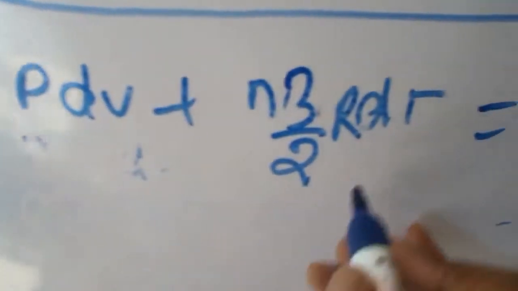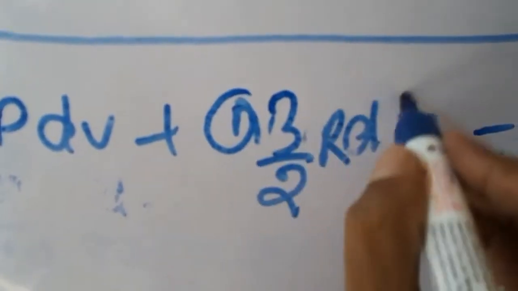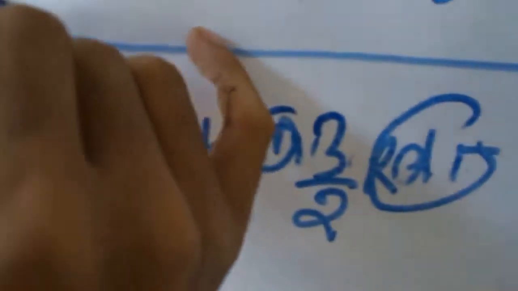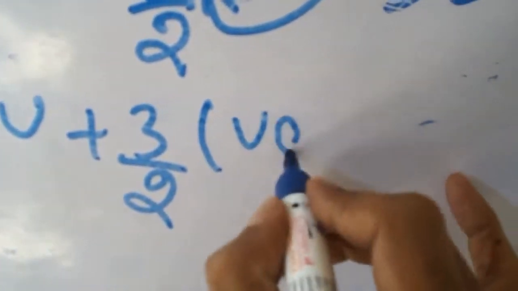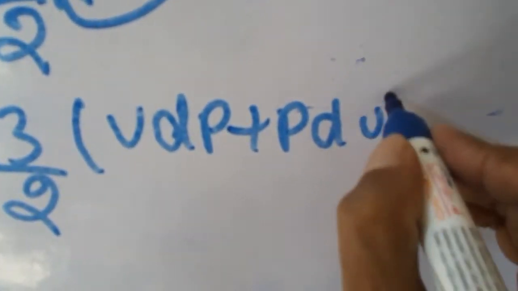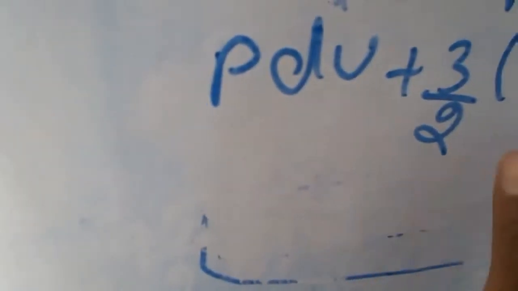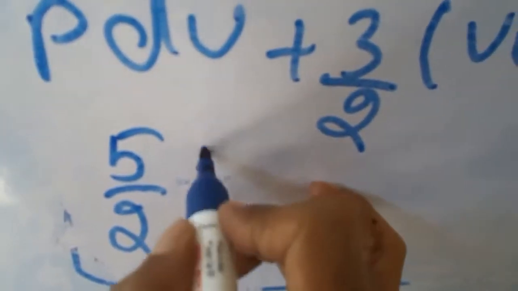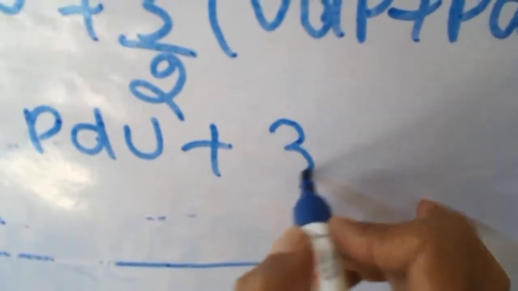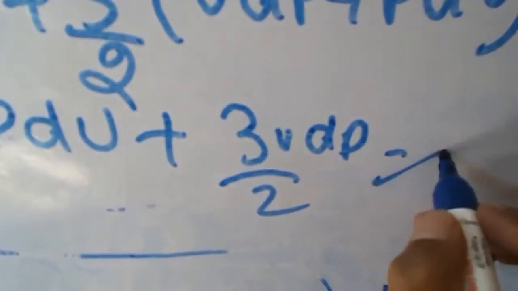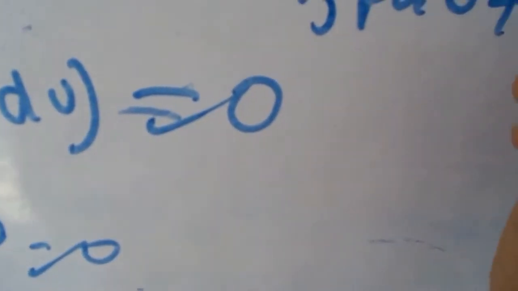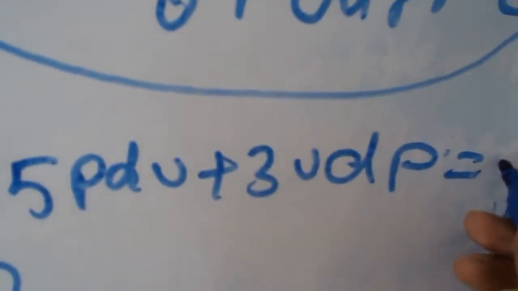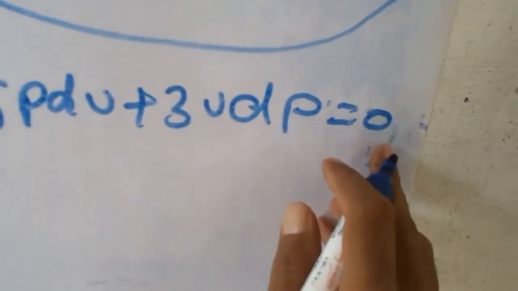So listen, let me put nR dT. This guy will replace this with this. So what can I write? P dV plus 3 by 2 (V dP plus P dV) should be equal to 0, and if you arrange it carefully, what do you get? 5 by 2 P dV plus 3 V dP by 2 should be equal to 0, and you will easily find 5 P dV plus 3 V dP should be equal to 0.